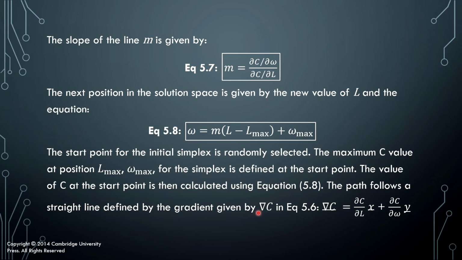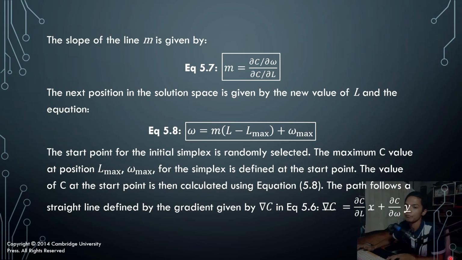Supposedly this should have a bar. Del C bar in equation 5.6, which I showed you earlier. That is del C bar equal to del C over del L times X bar plus del C over del omega times Y bar.